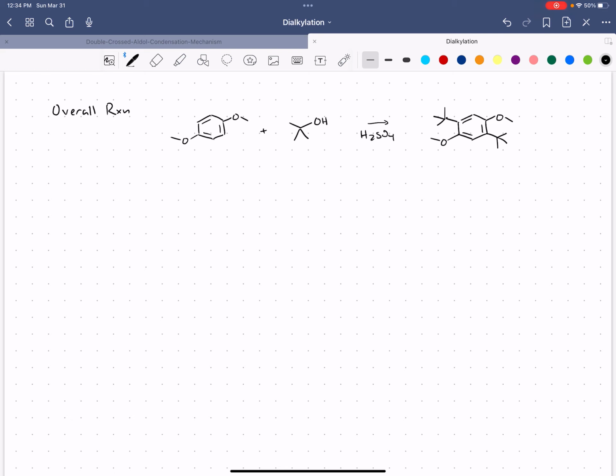Hello, let me show you the mechanism for this electrophilic aromatic substitution. This is, again, an EAS. And the first step, or the first couple of steps in the mechanism, is to create the electrophile. Let me write that down. Part 1.